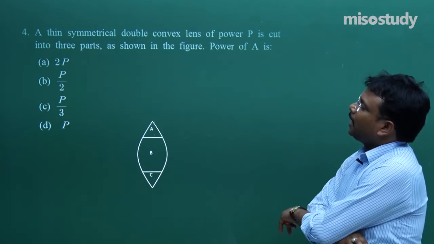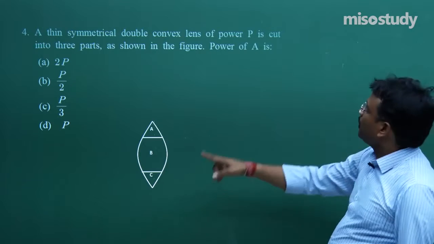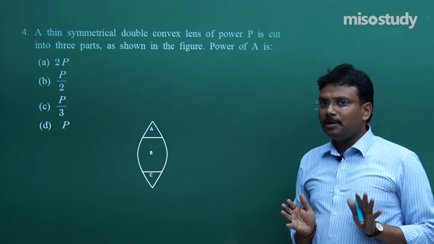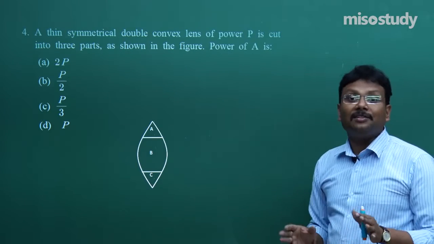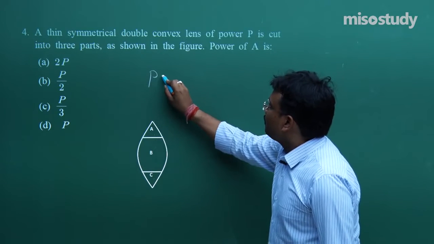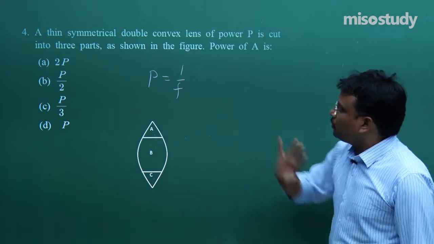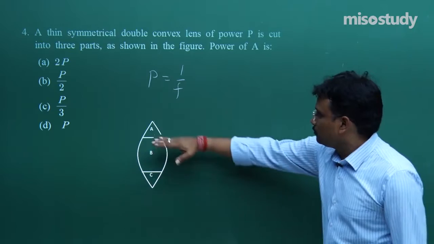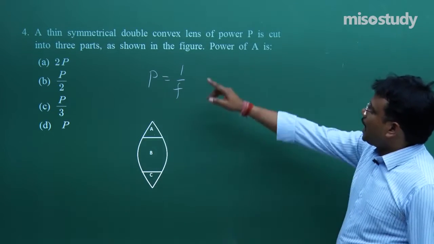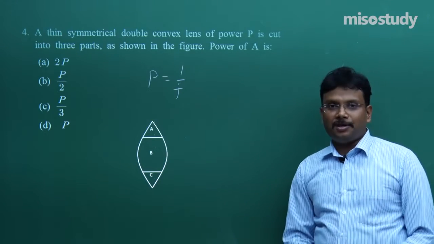Now, this question: a thin symmetrical double convex lens, diagram is in front of you, of power P. What is the meaning of power P? It is related to the focal length f, because the relation is P equals 1 by f. It is cut into 3 parts. So, now you have 3 lenses, 1, 2, 3 as shown in the figure. Now, find the power of A, power of B, power of C.